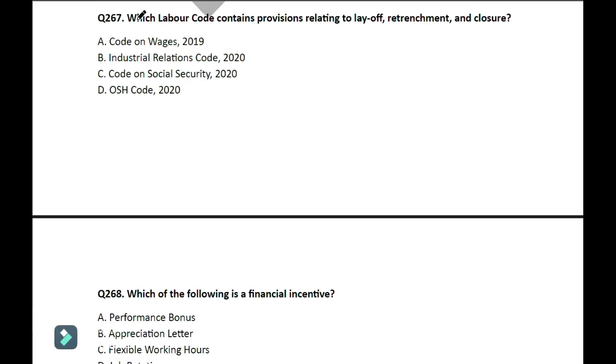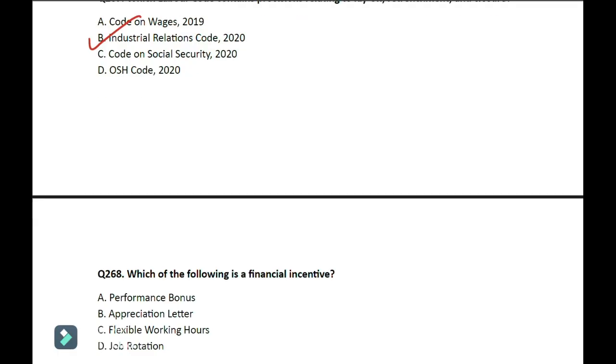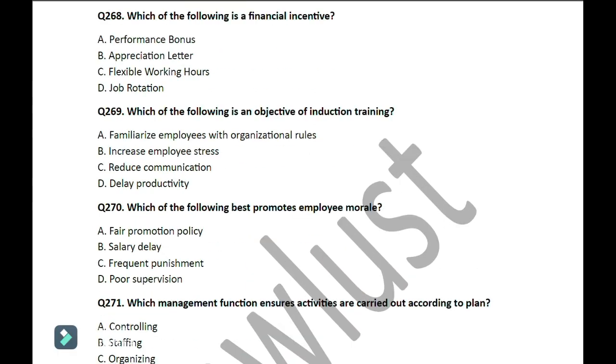So move on to the next question, question number 267. Which labor code contains provisions relating to layoff, retrenchment and closure? So here the correct answer is Industrial Relations Code 2020. So move on to the next question, question number 268. Which of the following is a financial incentive? So here the correct answer is performance bonus.